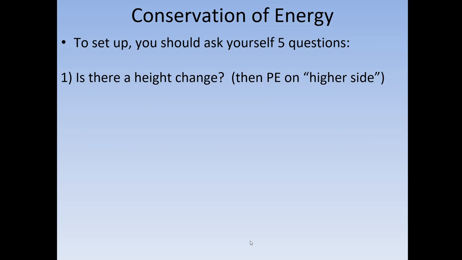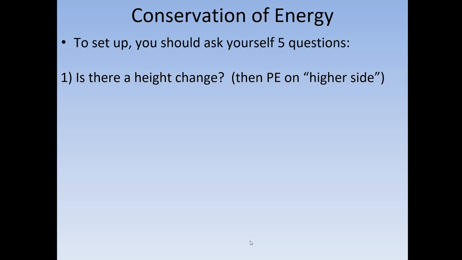Now, in order to actually do the problem, I'm going to want you to ask yourselves 5 questions, which I'm going to call the 5 questions. So the first question I want you asking yourself is, is there a height change? If there was a height change, you're going to say that you have potential energy on whichever side is the highest. So if you started at the height, then you start with potential. If you end at a height, you end with potential.